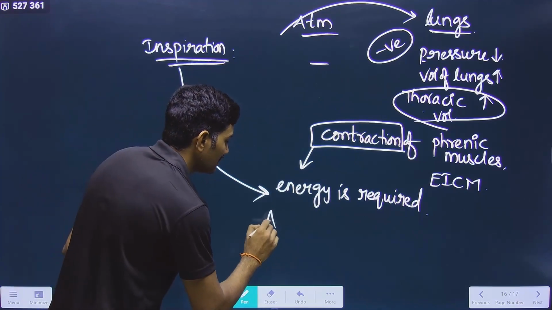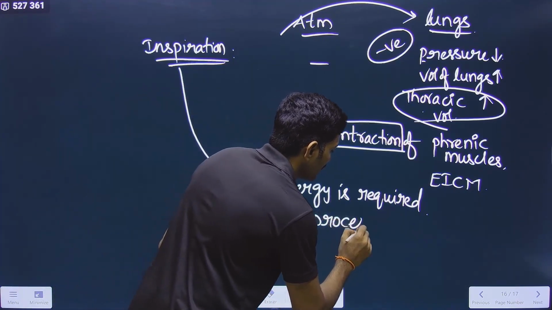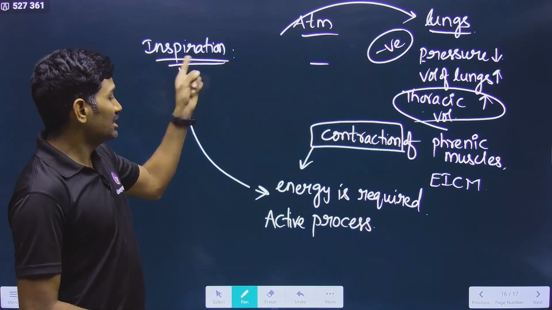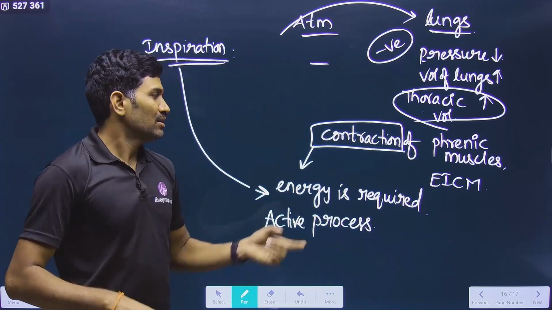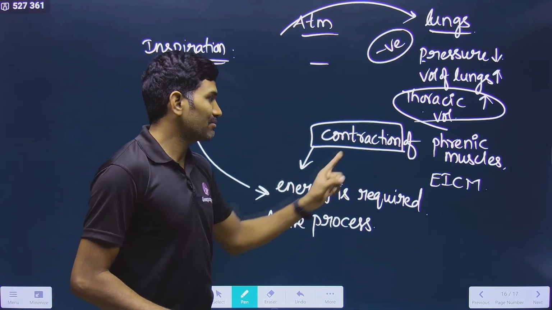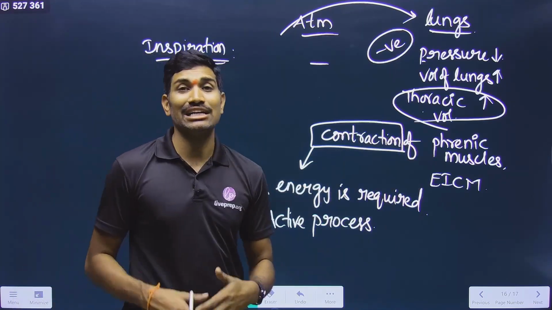Energy required means it is an active process. Energy not required means passive process. That's why in the case of humans, inspiration is an active process. What is the meaning of this? In humans, for the inspiration process, energy is required because contraction of muscles is taking place. That's why it is considered an active process.